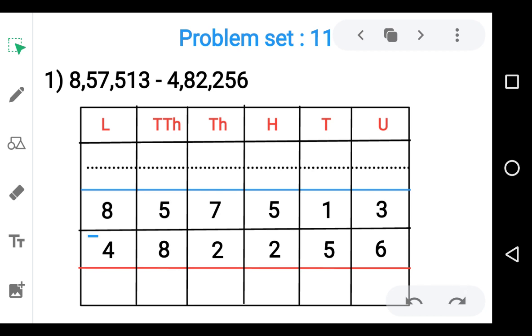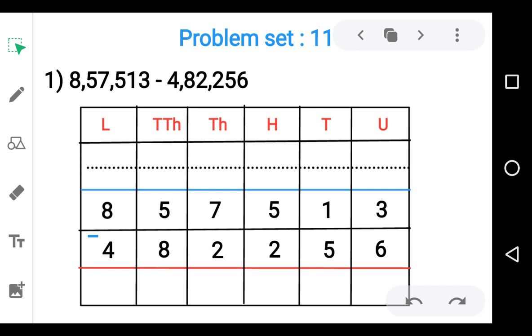Why? Because we have to subtract the given numbers. So, from which place do we subtract? In the unit place. First we have to subtract 6 units from the 3 units. Can we subtract 6 from 3? No, because 3 is smaller than 6. So, how can we subtract?